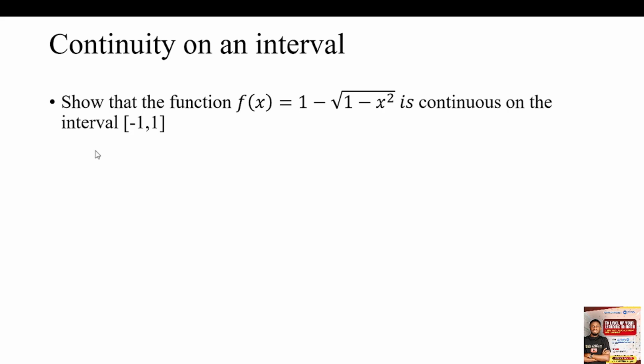In this question, we are to talk about continuity on an interval, and we have a question of which we are to show that the function f of x equals 1 minus root 1 minus x squared is continuous on the interval [-1, 1]. Now let's break this one step by step to determine if the function f of x equals 1 minus root 1 minus x squared is continuous on this interval.